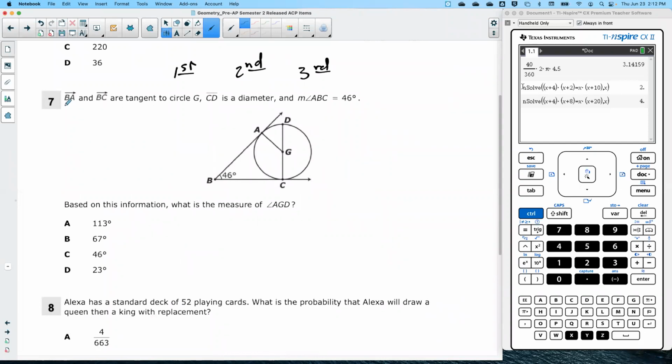It says vector BA. That's this one, this line right there. What did you already call this line? Tangent, and they tell you right here. It's tangent, and BC is tangent. Circle G. CD is a diameter. The measure of ABC is 46 degrees. Based on this information, what is the measure of AGD? We're looking for AGD, this measurement right there.